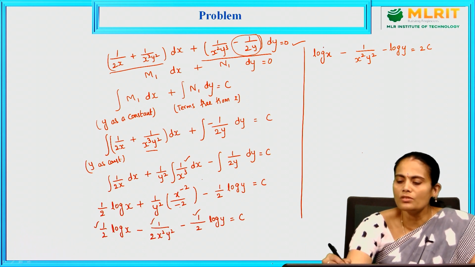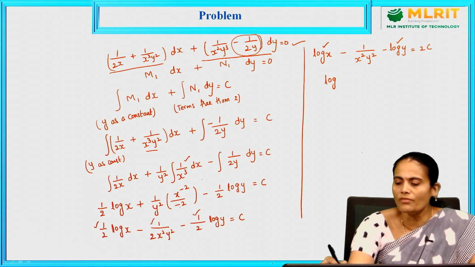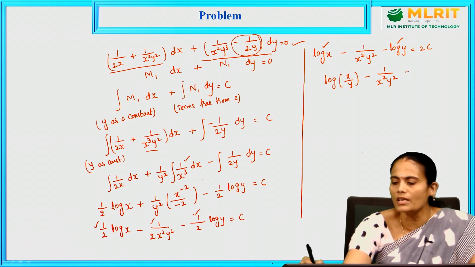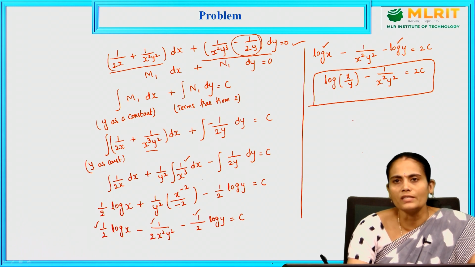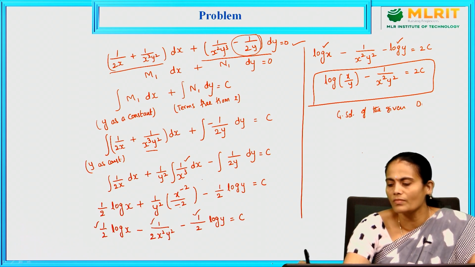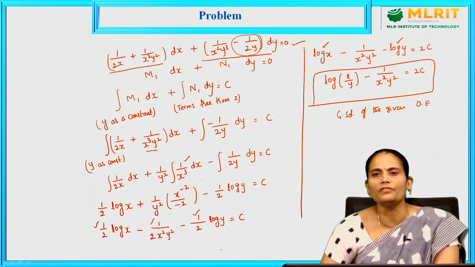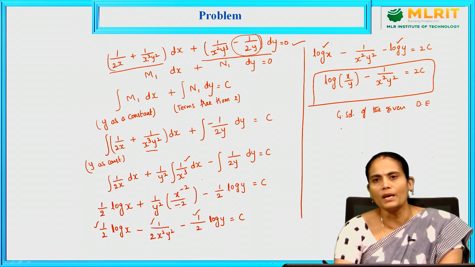And now again use the formula log a minus log b is log a by b. So log of x by y minus 1 by x square y square is equal to 2c. This is the required solution of the given non-exact differential equation. So this is the general solution of the given differential equation. So that is the solution of the given differential equation of the form x into function of xy dy plus y into function of xy dx is equal to 0.